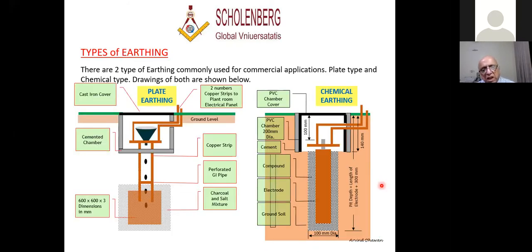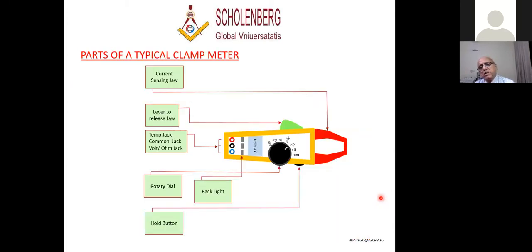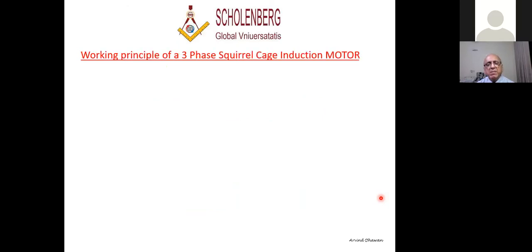Then we talk about earthing. If it's going to the earth, you can't just dig a hole and put it. So what is earthing? There are two types of earthing explained: plate earthing and chemical earthing. The basic fundamental is that you must have knowledge of using this instrument. With this instrument you can measure voltage, current and resistance. It's a basic clamp meter which every engineer should know, whether mechanical or electrical. You need it in your everyday life, right?